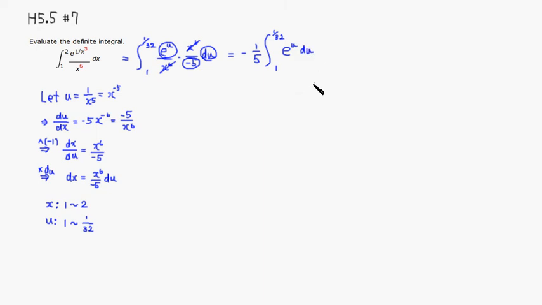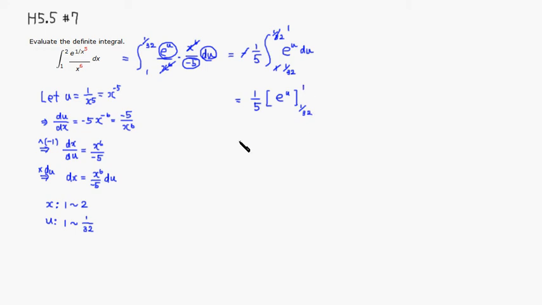If you want, you don't have to, but there's a negative sign here, so I'm going to incorporate it by switching the lower limit and the upper limit. So I put 1 over 32 as the lower limit and 1 as the upper limit. This is going to be 1 over 5, a constant multiple, and the antiderivative is e to the u, going from 1 over 32 to 1.